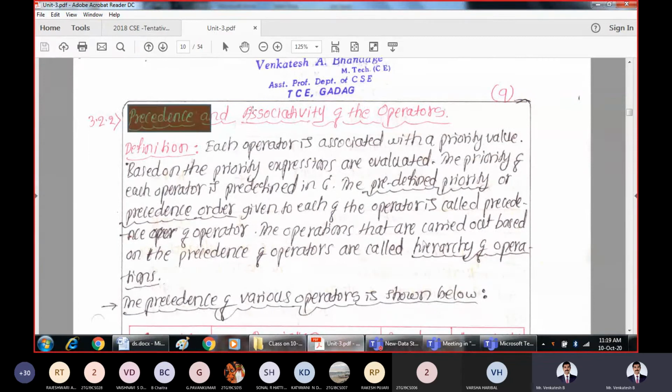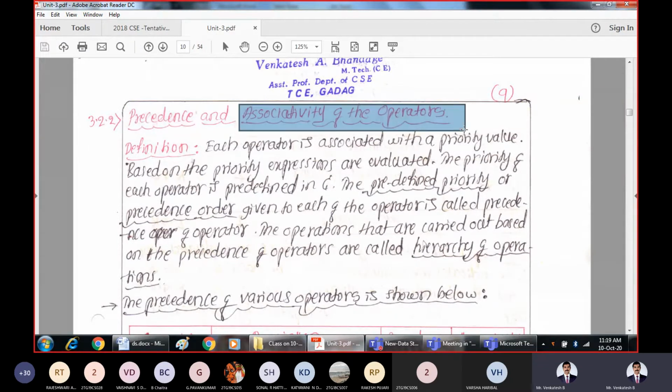So what is precedence and what is associativity of the operators? Each operator is associated with its own priority value. As you know, multiplication has more priority than addition and subtraction. Based on those priorities, expressions are evaluated, and the priority of each operator is predefined in C. The predefined priority or precedence order given to each operator is called precedence of the operator.